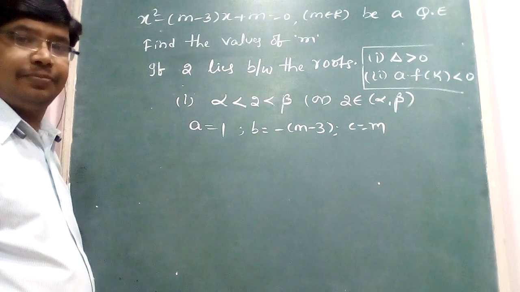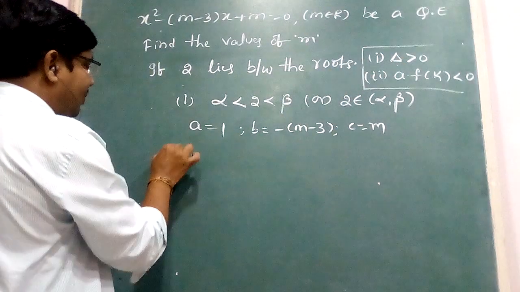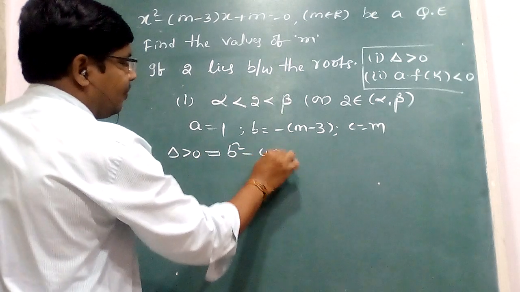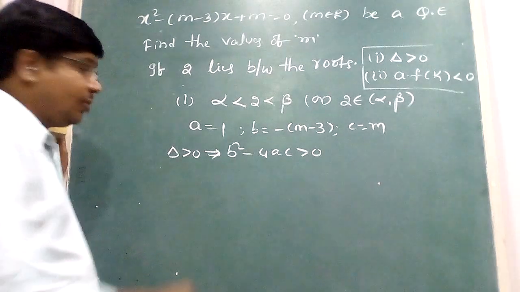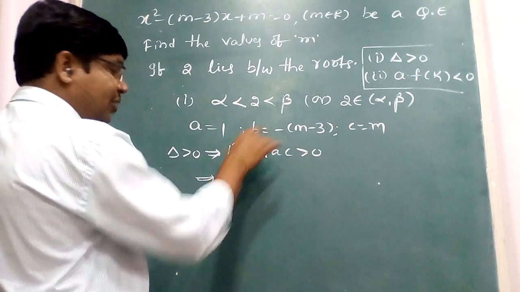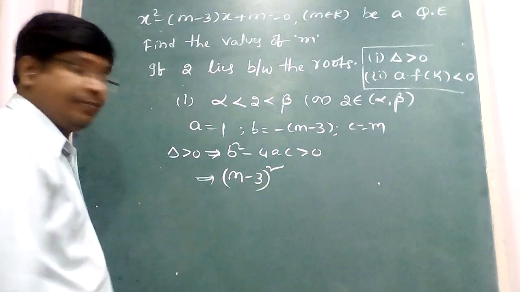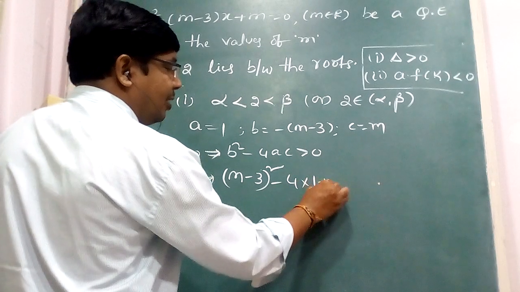C value m. Now, delta. What is the formula of delta? b square minus 4ac greater than 0. b square value, that is minus of minus (m minus 3) whole square, minus 4 into a value 1, c value m, is greater than 0.